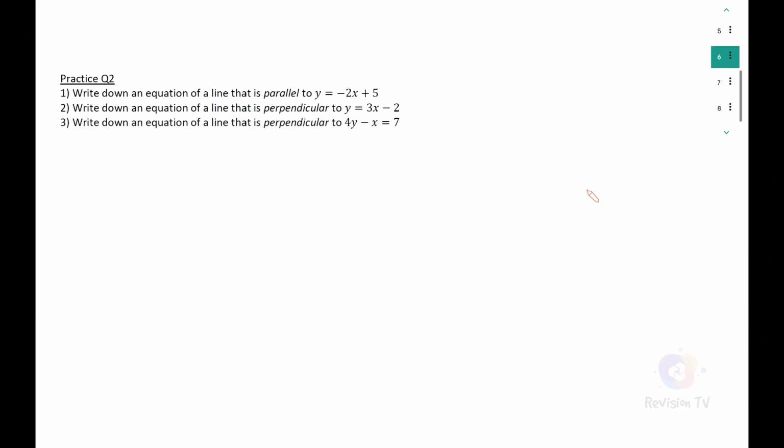Practice question 2. Write down an equation of a line that is parallel to this, perpendicular to that, and perpendicular to that. Have a go at the question. When you're ready for the answer, you can press play.